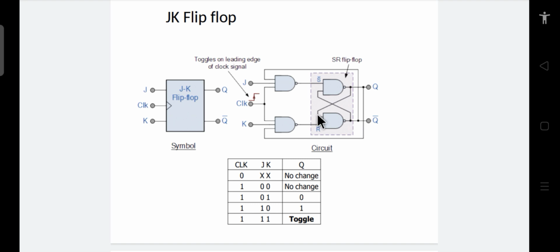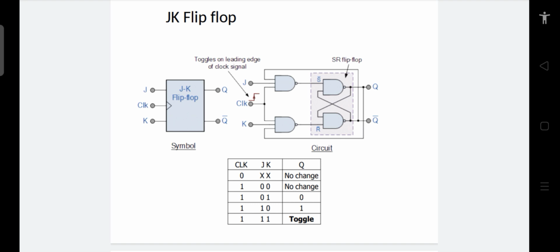So we'll continue from where we left off in the last lecture. This is your JK flip-flop. The JK flip-flop is the flip-flop which overcomes the problem of our SR flip-flop, in which we have that invalid state problem when both the inputs S and R are equal to 1.